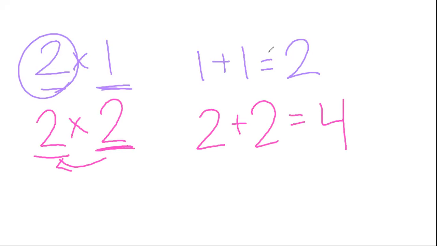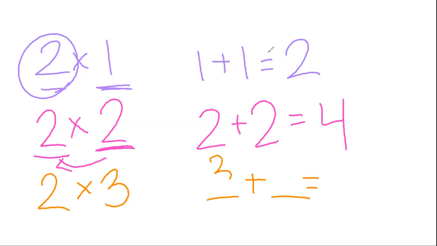What if I have two groups of 3? What would my addition equation look like? What two numbers would I be adding together? Right, I would be adding 3 plus 3 because I have two groups of 3. And 3 plus 3 equals 6.